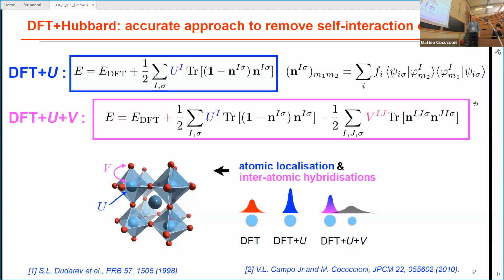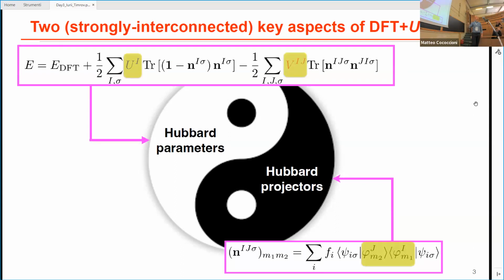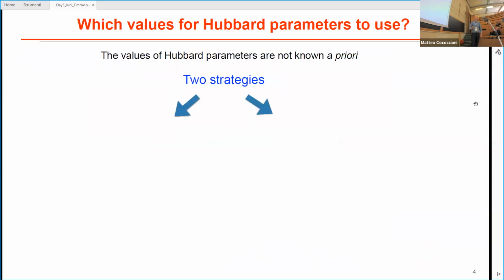So it's more powerful. Okay, so there are two important points to remember when you want to use DFT+U or DFT+U+V. On the one hand, you have the Hubbard parameters that you have to determine somehow because they are not given by theory. And on the other hand, there are also different ways you can choose the localized functions onto which you project, because there is no unique definition. You can have different localized functions. So let's talk a little bit more about these two points.